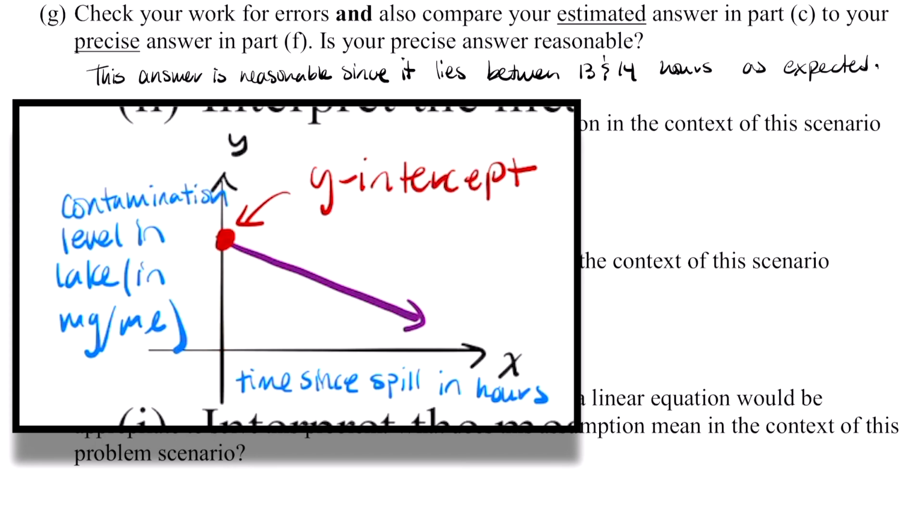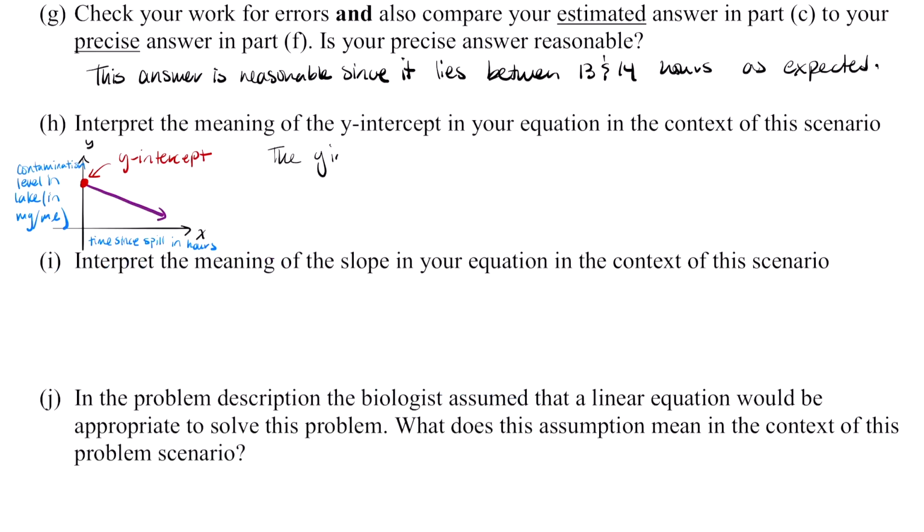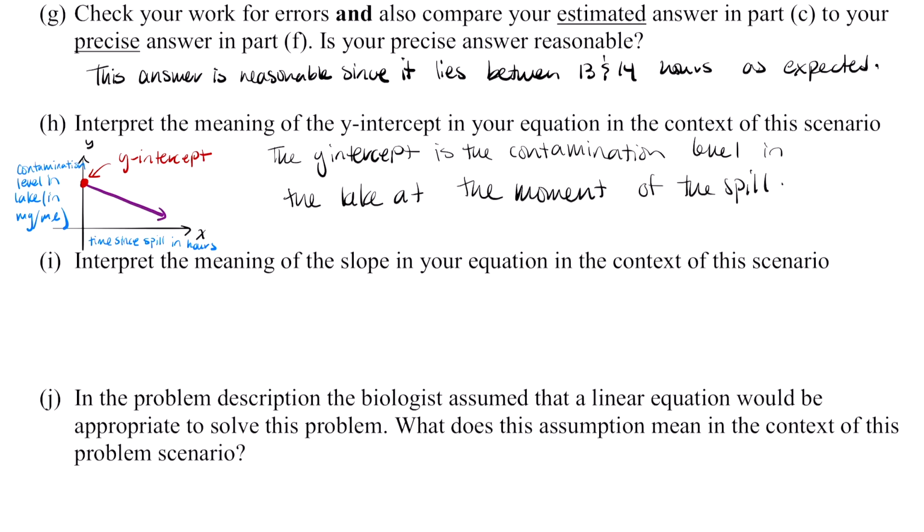So let's go ahead and put that together into an interpretive sentence. The y-intercept is the contamination level in the lake at the moment of the spill. Next, let's interpret the meaning of the slope in our equation in the context of this scenario. So our slope was negative 48.75.